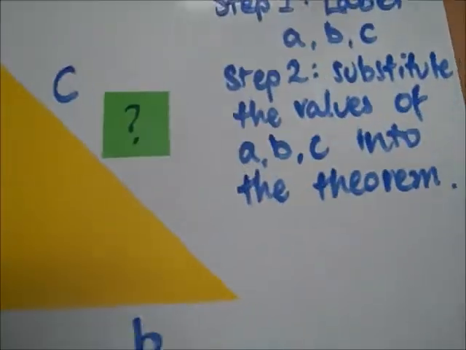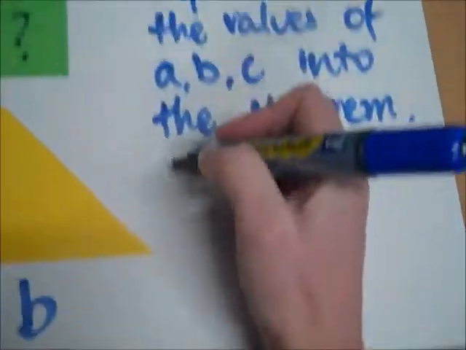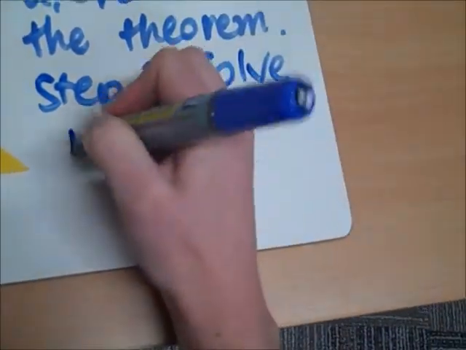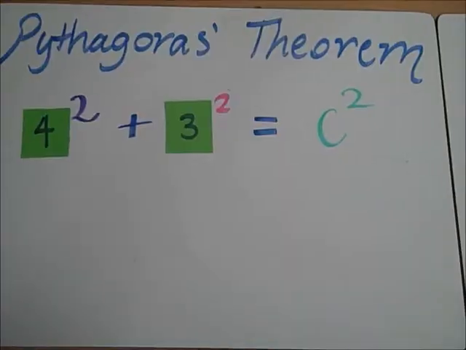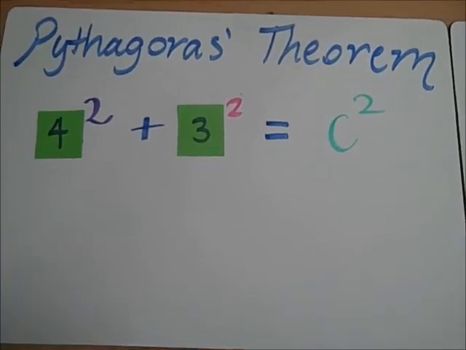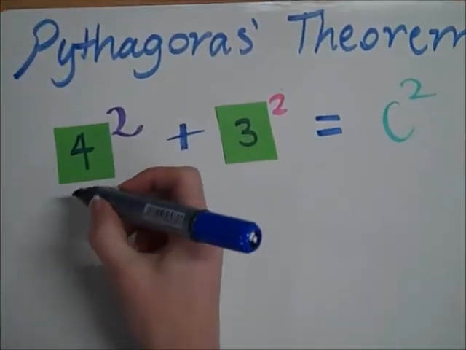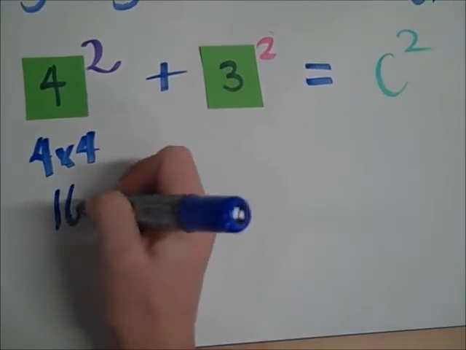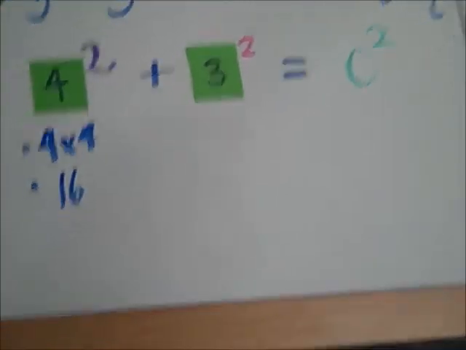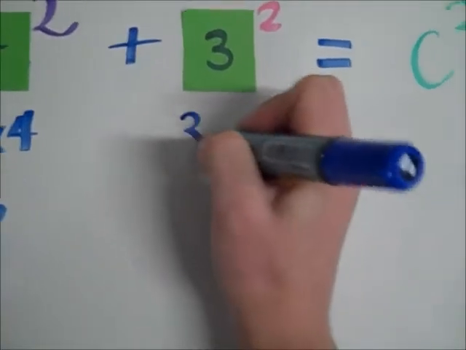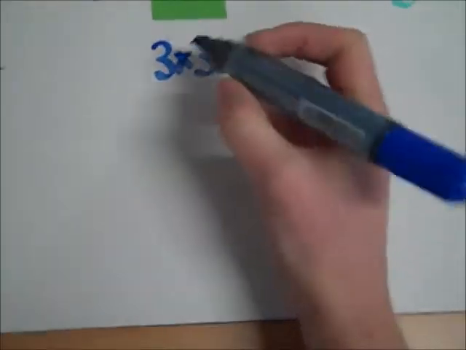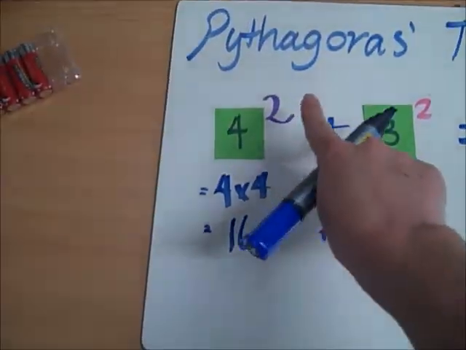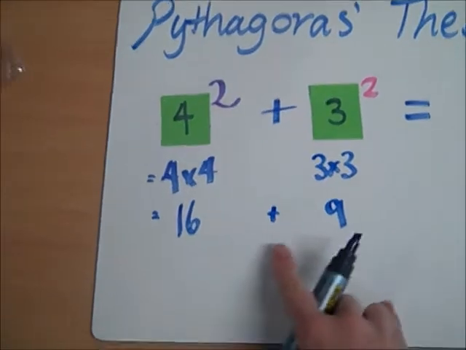Our third and final step for Pythagoras' theorem is to solve the equation. So let's solve this together. 4 squared, we've learned, means 4 times 4, which equals 16. 3 squared, we know, is the same as 3 times 3, and that is equal to 9. So in this case, if we add 4 squared plus 3 squared, we're actually adding 16 plus 9.